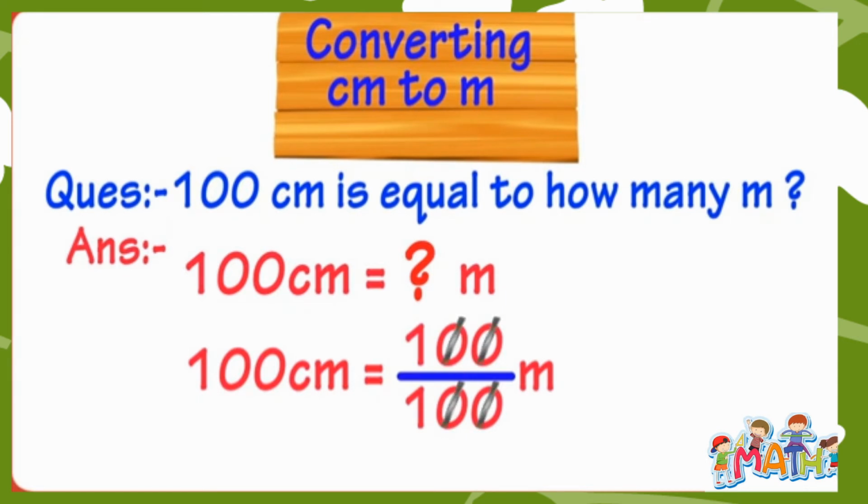What is 100 divided by 100? Yes, equals 1. So therefore, 100 centimeters is equal to 1 meter.